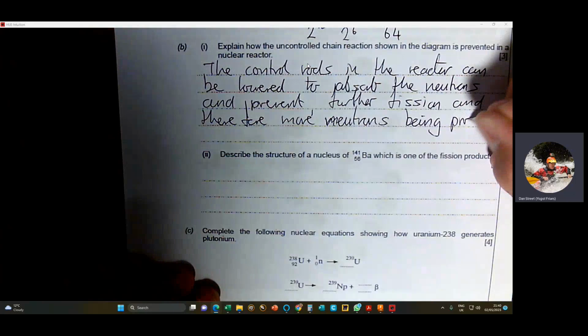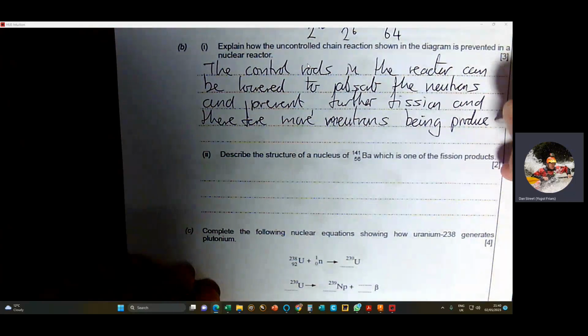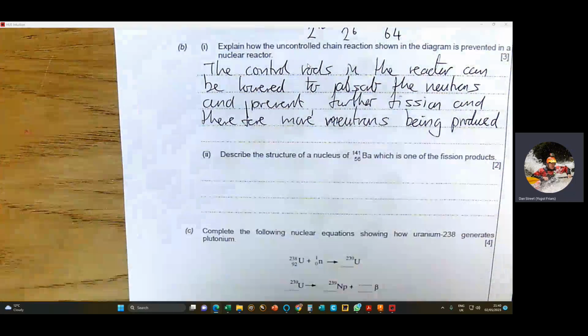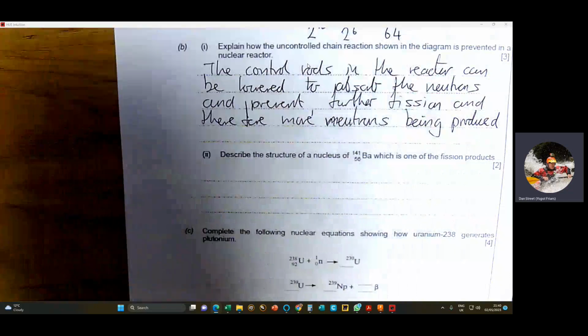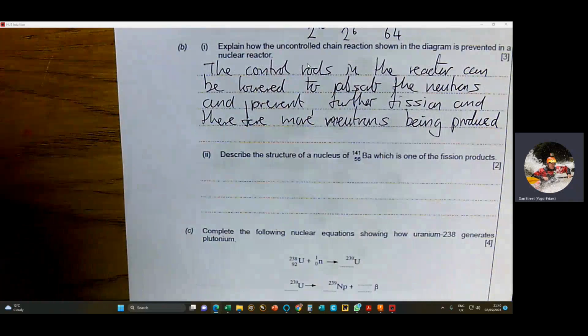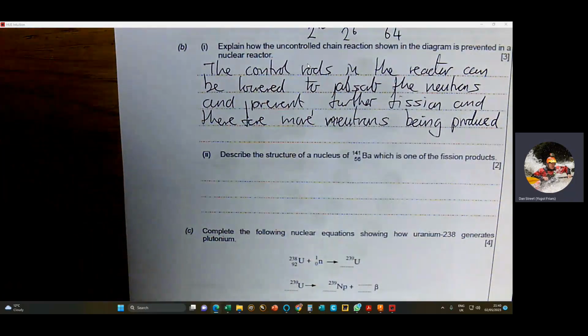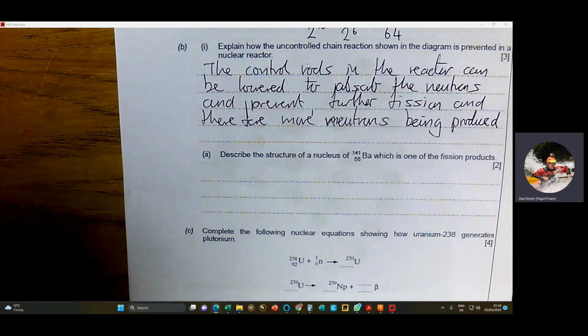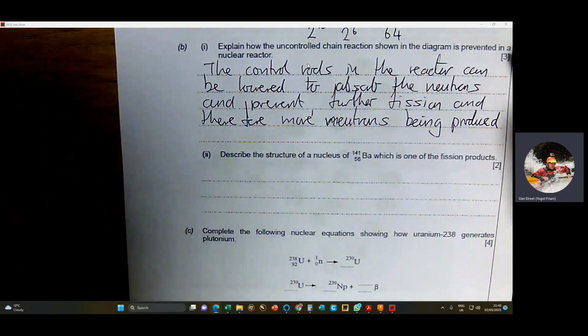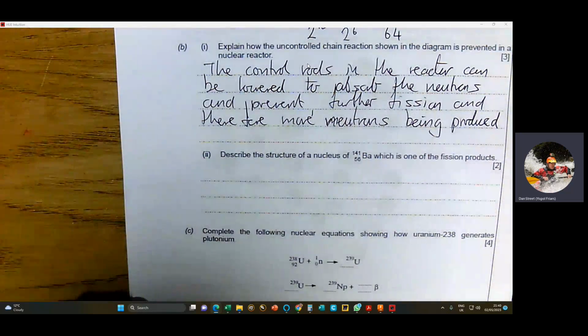Okay, so every time the uranium atom splits, it gives off 3 or possibly more neutrons, and those go on possibly to cause further fission reactions. So if you can stop that by lowering the control rods, then you can prevent the reactor getting into a runaway situation or into an uncontrolled chain reaction.